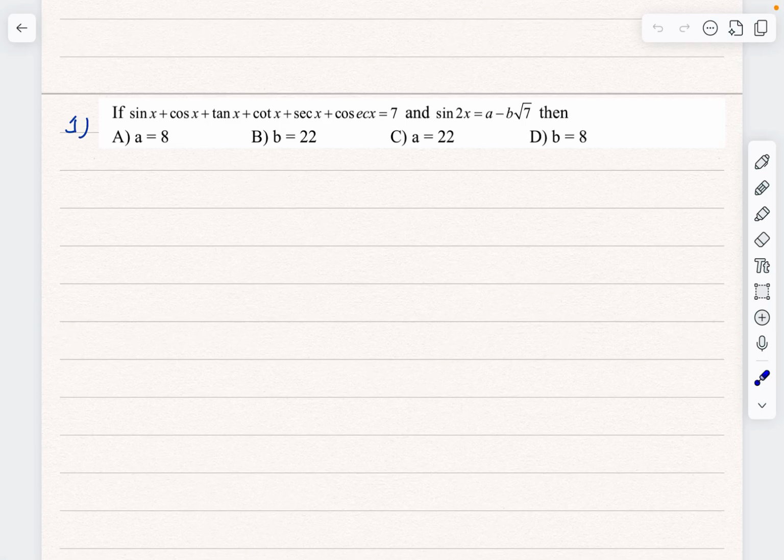Hello everyone. In this class, we'll discuss some good problems for JEE Mains Advanced from Trigonometry Transformations.